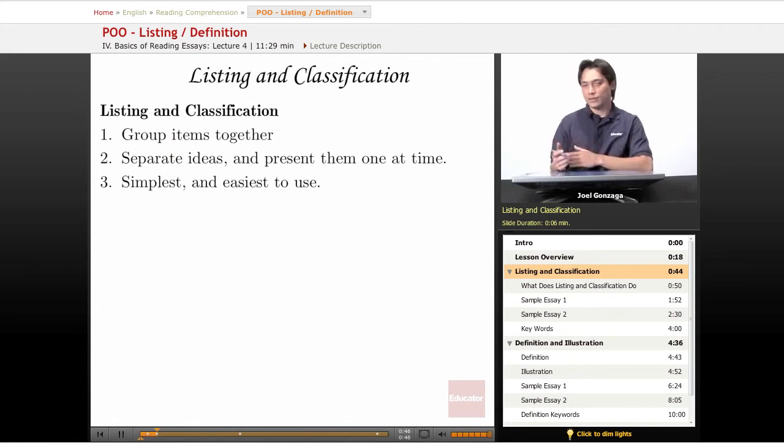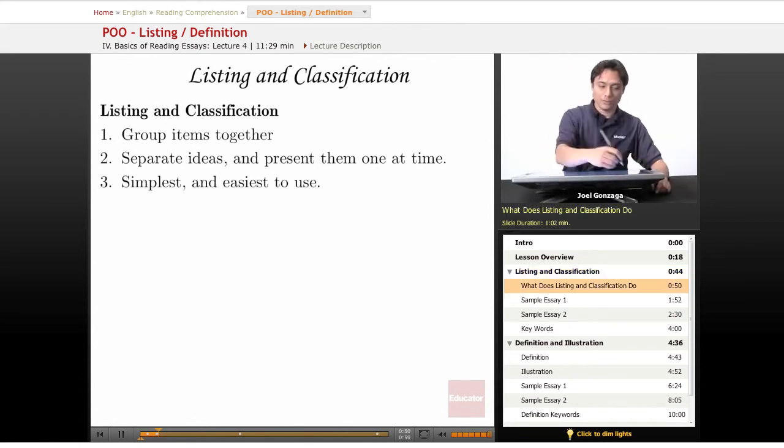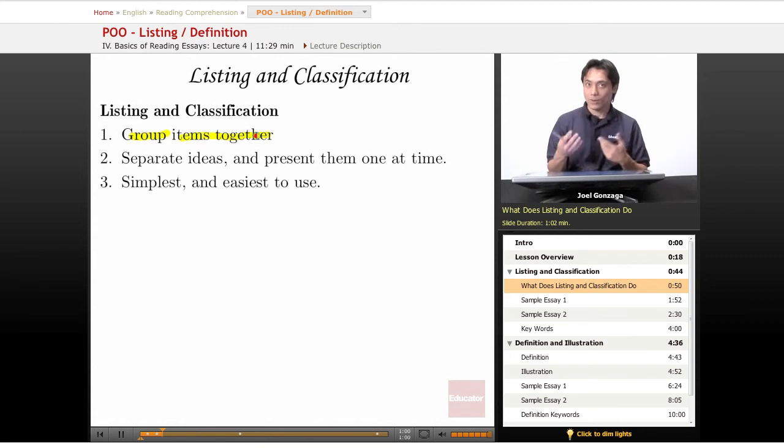So, listing and classification. Well, what does listing and classification do? It groups items together. If you remember from the writing lesson, we went into depth about this. So I have baseball, soccer, football, and a coconut. One of these does not belong, and so we're not talking about coconuts in the essay. But we'll talk about baseball, football, and soccer because they're all types of sports.